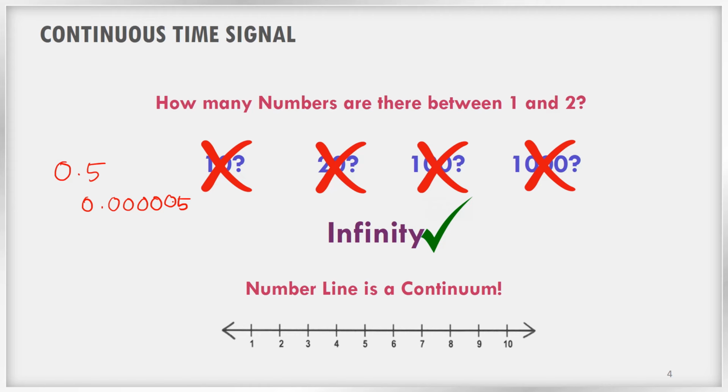So that is why the number line is a continuum. We can see that the number line is not just dots. It is a line, it is a continuum, because there are infinitely many numbers between the numbers 1 and 2. Now, why is that important?